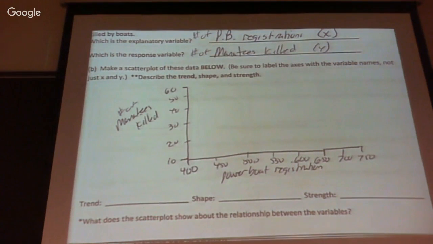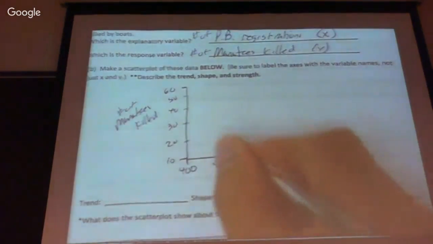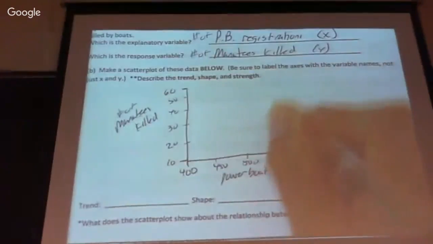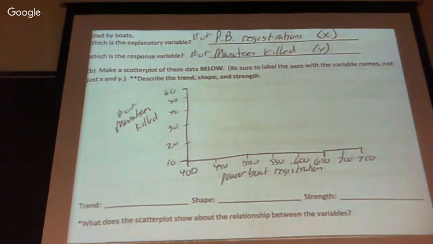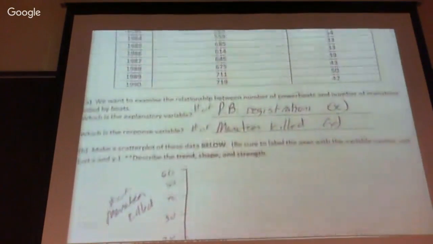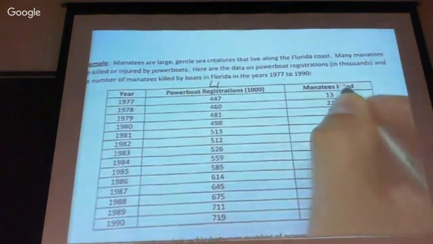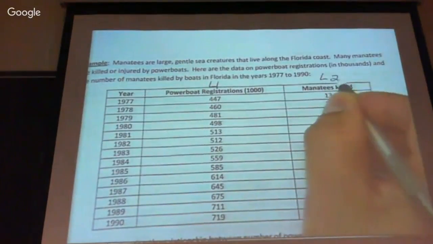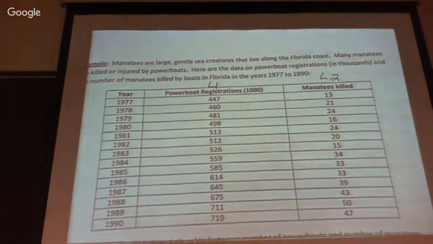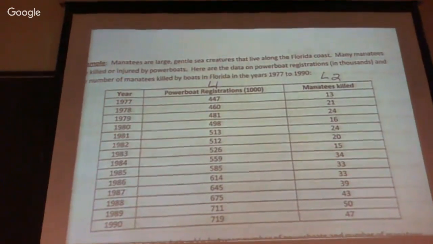Now notice, I still haven't touched my calculator at all. But we're missing the dots. I could sit here and put all the dots, but is that going to be fun? Probably not. So we're going to start doing this in the calculator. Okay? So let's see how much we remember. I want you to put powerful registrations in list 1, and I want you to put manatees killed in list 2. Before you get started, just look up for 1 second.